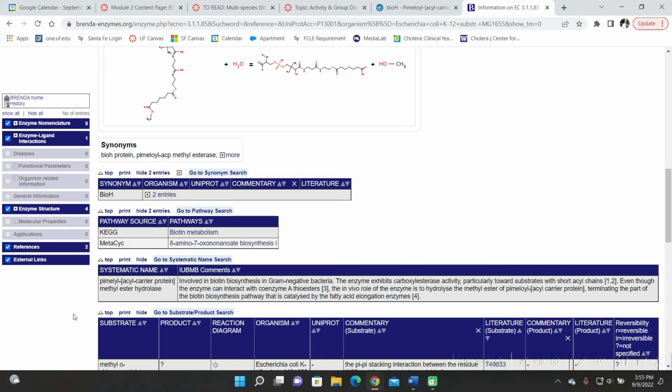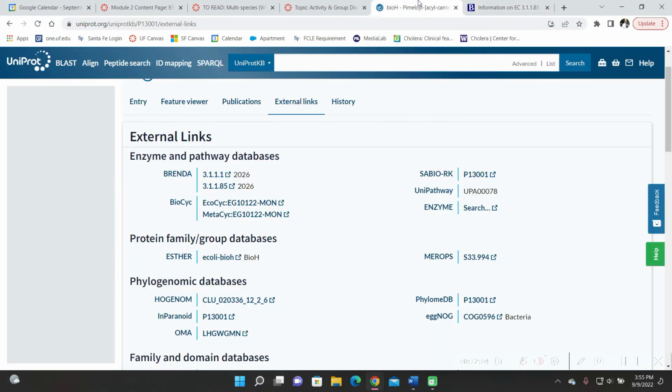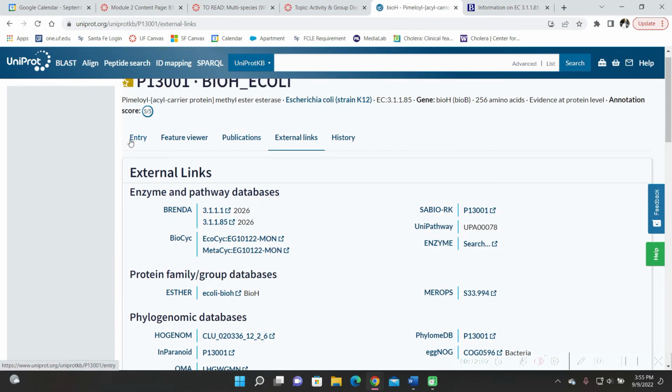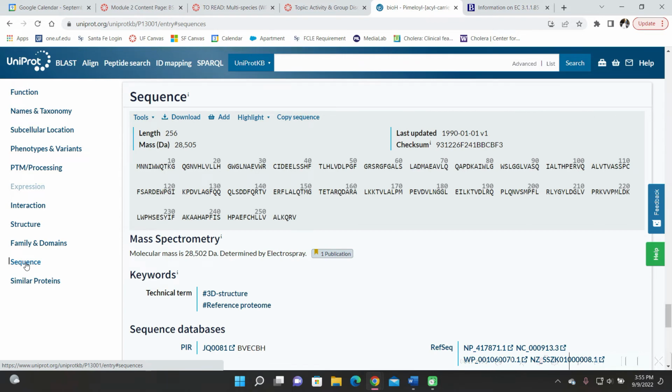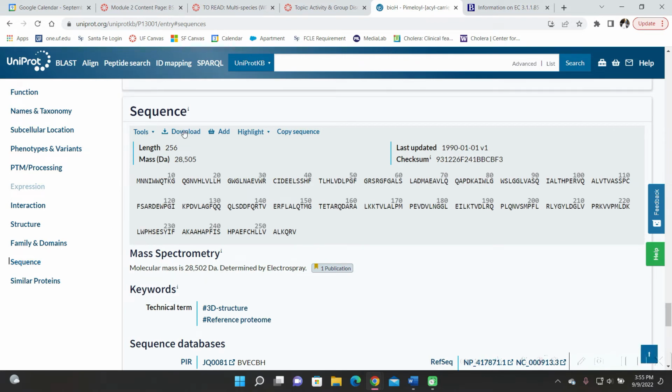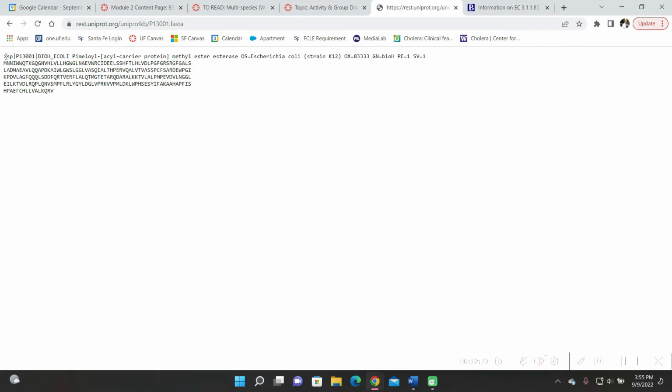So then, using the names that I found, the gene names, I looked them up. Oh, well, before that, I copied down the FASTA file from the sequence because we need to have both the enzyme name and the protein sequence, which I copied and pasted into my document.